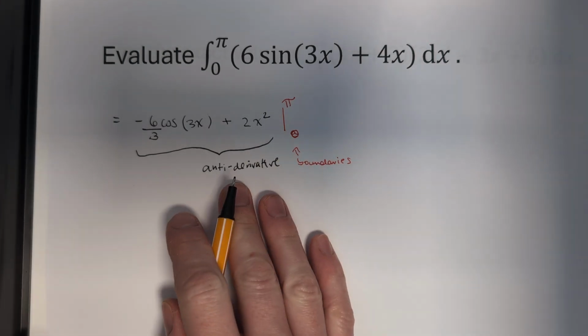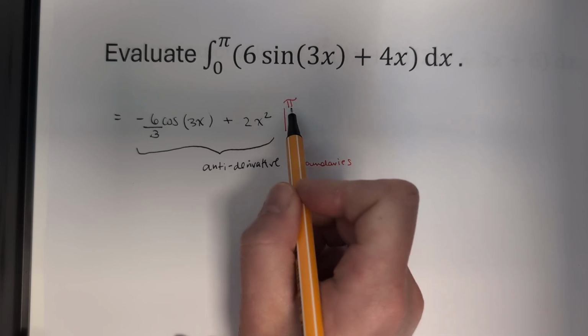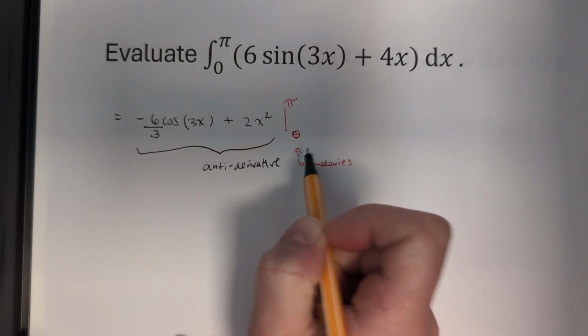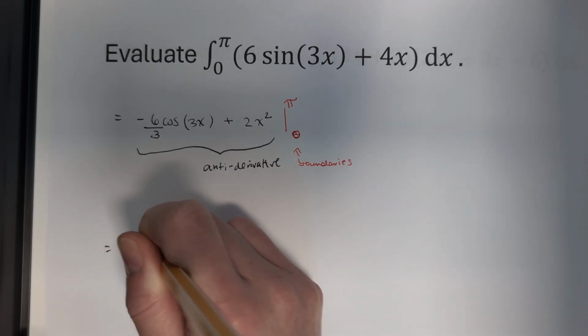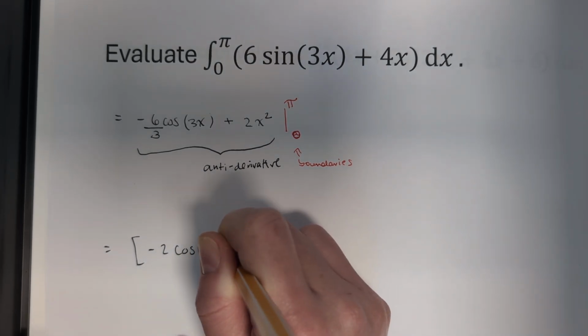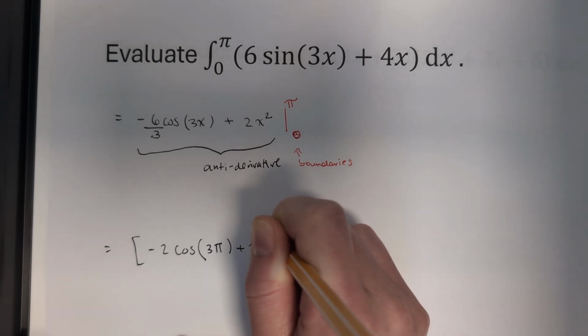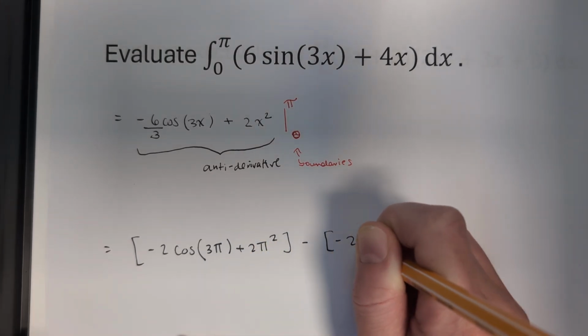And you may notice I don't have C, because when you're looking at a definite integral, you have C at the end of this, and then you take away C with your lower bound. So you don't need to do C here. So first, we're going to substitute in the pi into each place. And then you're going to take away when you substitute in 0.